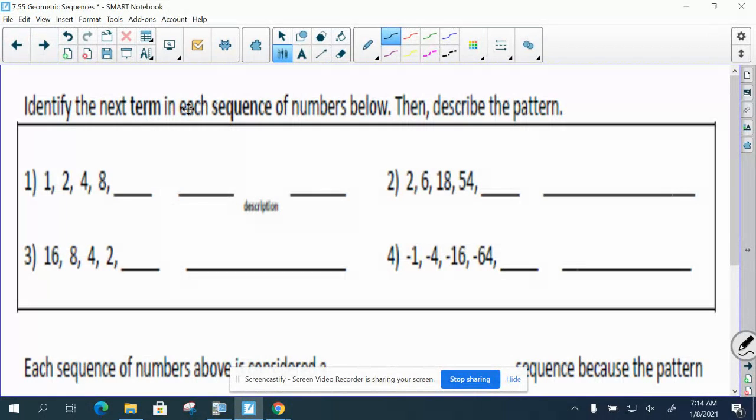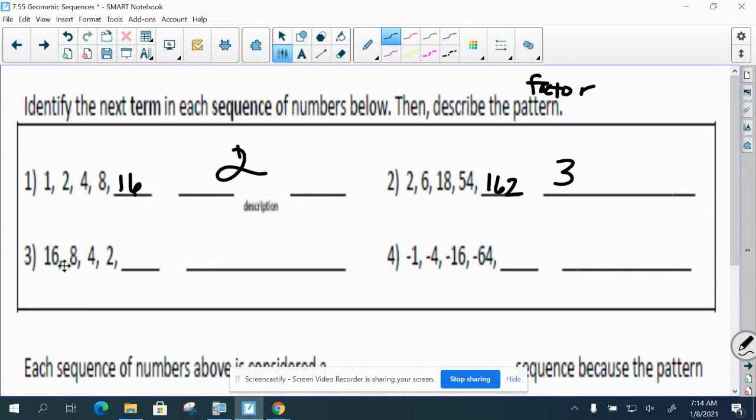Identify the next term in each sequence of numbers below, then describe the pattern. Here we have 1, 2, 4, 8. The next number would be 16. And the pattern is you're multiplying by 2. Instead of the pattern, let's just say what the factor is. So you're multiplying by 2. Here you have 2, 6, 18, 54. So you're multiplying by 3. What would be the next number? 54 times 3 would be 162.